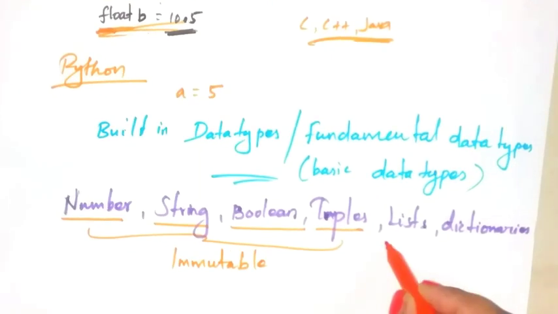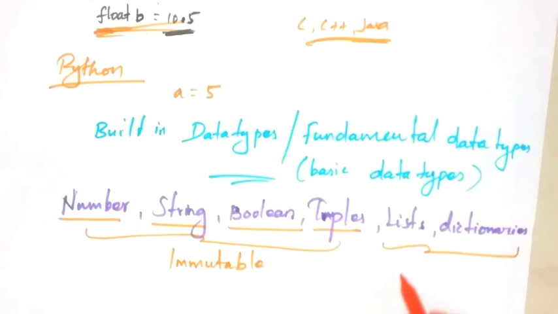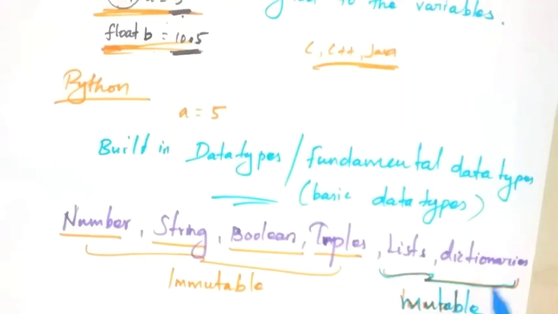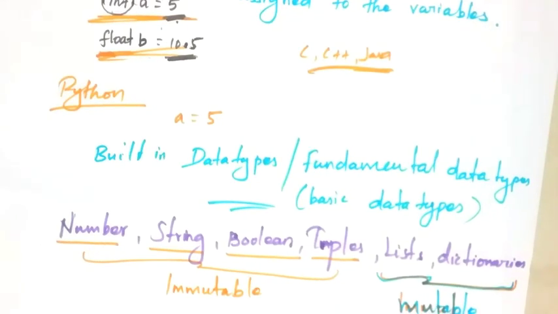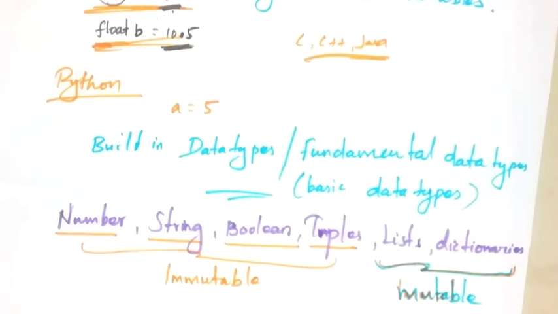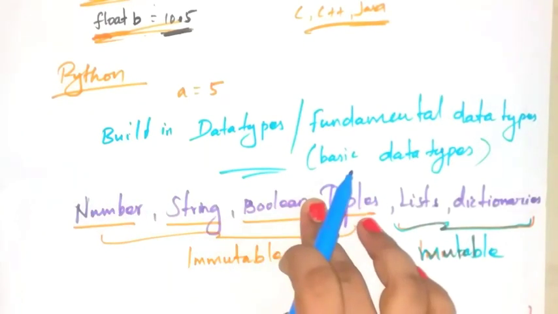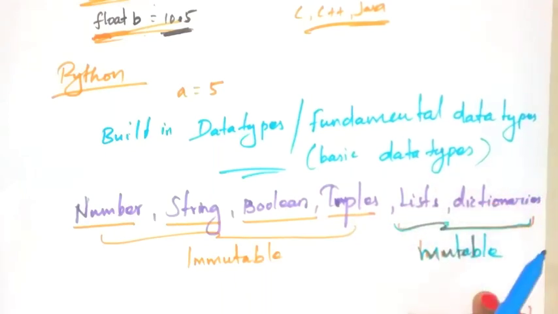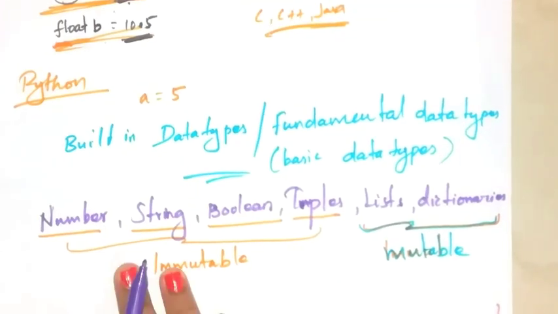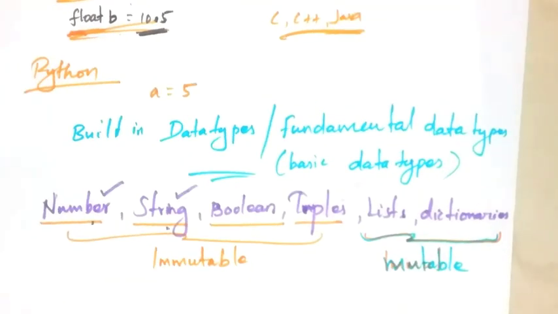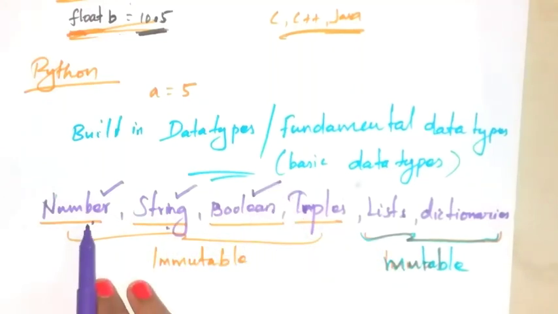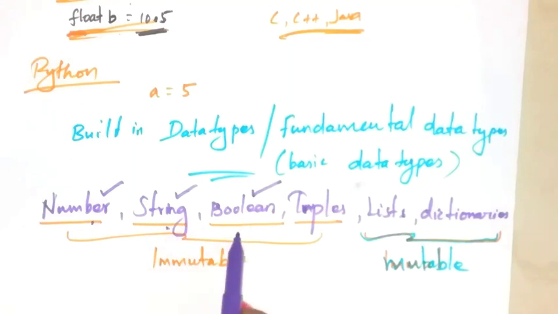The list and dictionaries are called mutable data types. Once you assign a value to the variable, after that you can change that value. So these data types are immutable, and these data types are mutable. This is unchangeable, this is changeable. In your textbook, 3 types of data types are given: number, string, boolean. In this video, let us discuss the number, string, and boolean data types.